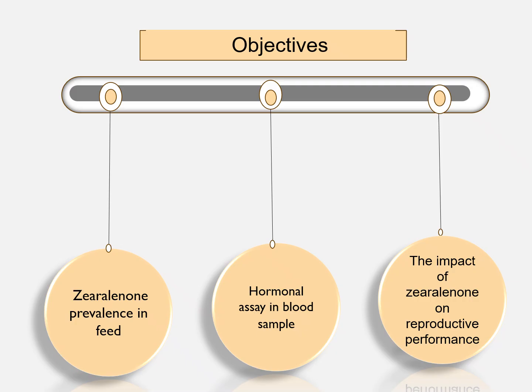Here are three objectives of my research that I performed in my master's degree. First, zearalenone prevalence in the feed, hormonal assay in the blood sample, and the impact of zearalenone on reproductive performance. So first, I collected the feed samples and checked the prevalence of zearalenone in the feed. Then I collected blood samples from the cattle and found out the normal hormonal assay and its changes after taking zearalenone, and the direct impact of zearalenone on reproductive performance.